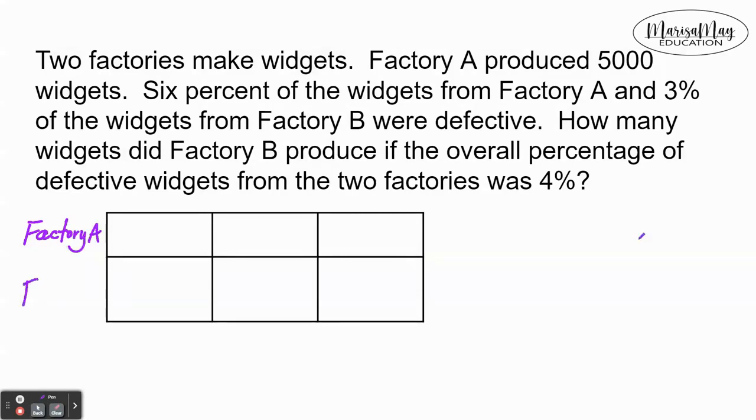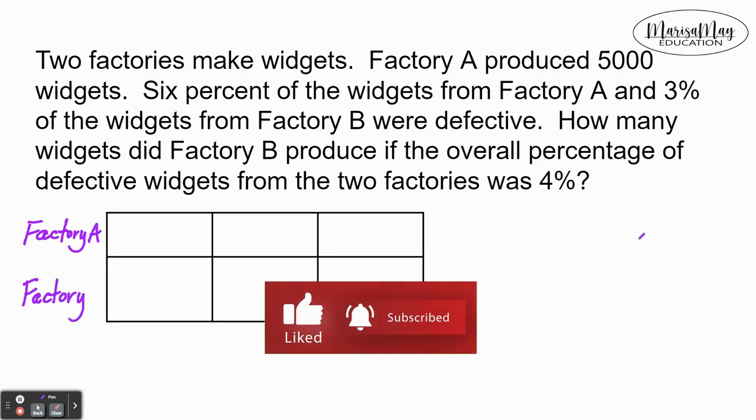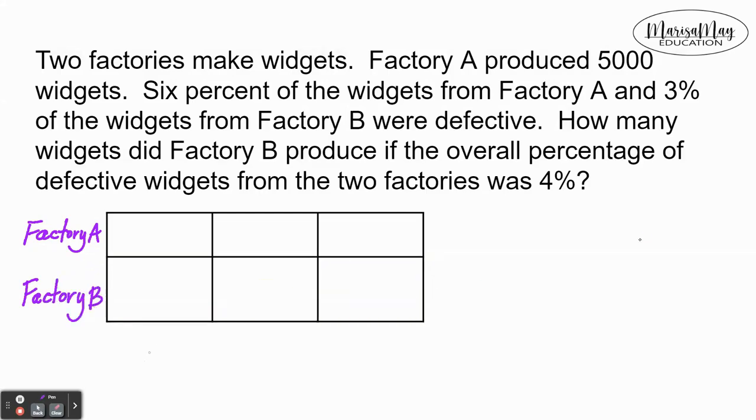So let's deal with factory A in the first row. I'm just going to use this table as a way to organize my information so that I don't get lost in all the pieces. Factory A made 5,000 widgets, and remember that 6% of those widgets were defective. Instead of 6%, we'll do 0.06, and I want you to multiply to get this last column. So 5,000 times 0.06, we get 300.